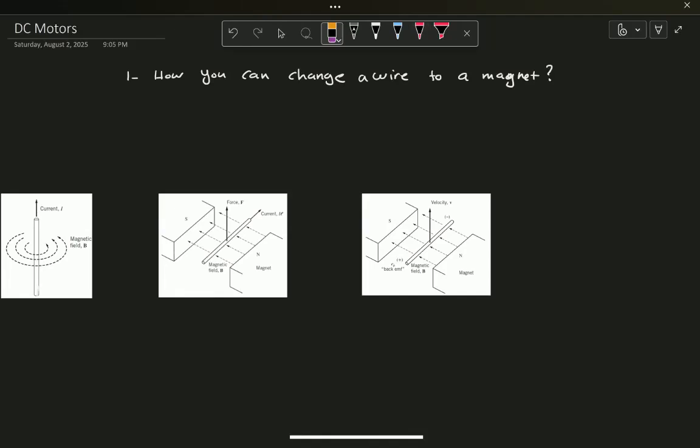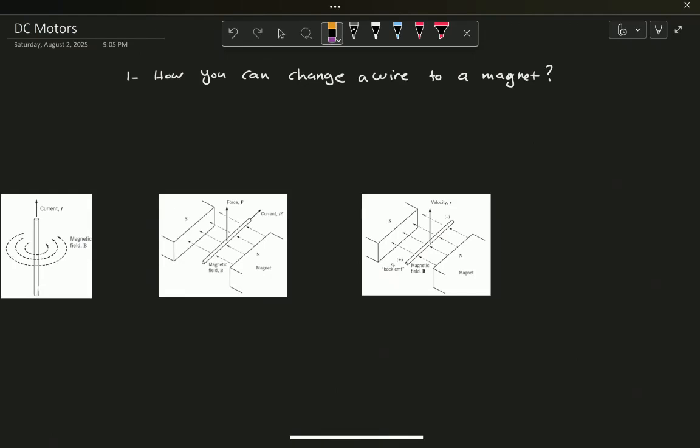So you will use the right hand rule. You hold the wire in your right hand, and your thumb shows the direction of the current. The way that your fingers close shows the direction of the magnetic field. Once again, you hold the wire in your right hand with your thumb in the direction of the current, and the direction that your fingers close shows the direction of your magnetic field.